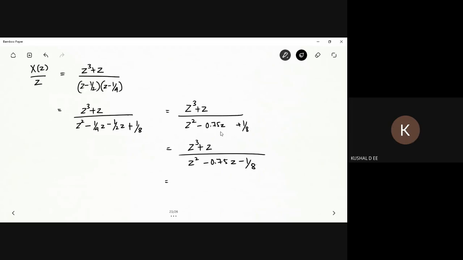So, is it plus 1 by 8? Yes, plus 1 by 8. Correct, sir. So now, can you let me know how we are going to resolve this? Can anyone let me know how we are going to resolve that?